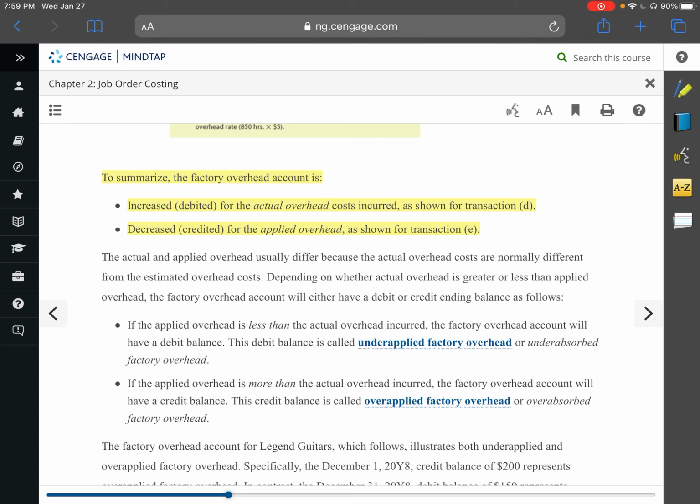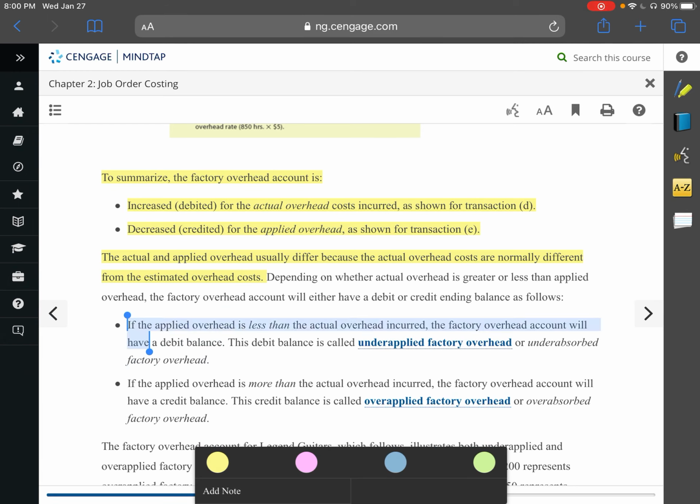Okay, so the actual and applied overhead usually differ because the actual overhead is going to be different than the estimated overhead cost. So they use direct labor as an allocation tool, but they don't know exactly what factory overhead is going to be. Obviously, at the end of the month or the end of the quarter, they can go back and calculate it. But throughout the course of the month, as they're looking at their job costs, they need to know in a roundabout way what factory overhead might be. So they use that tool to allocate it. Most times, it's going to be different than what actually turns out to be overhead.